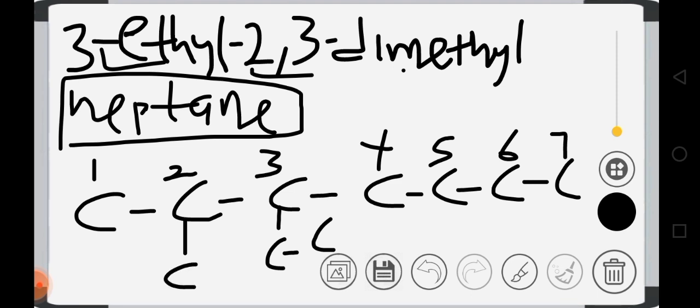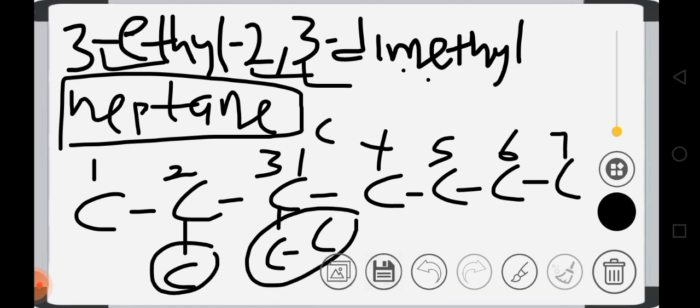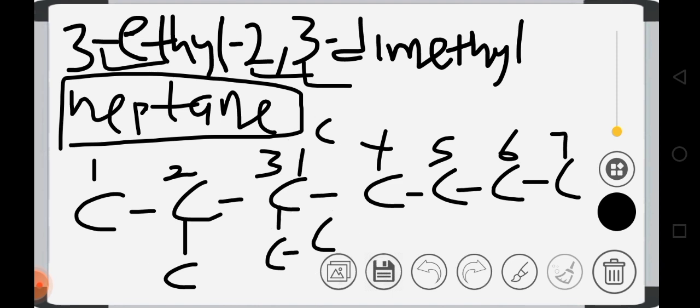You also have 3-methyl again. You go to the 2nd carbon, you put methyl here. So this is 2,3-dimethyl. Then 3-ethyl: this one is ethyl now. This is methyl, and this is methyl. So this will be the correct structure for this compound. Please take note of that.